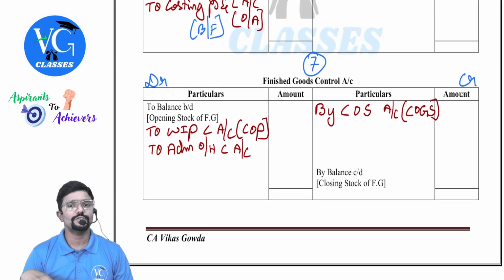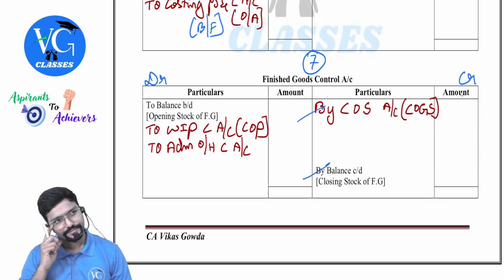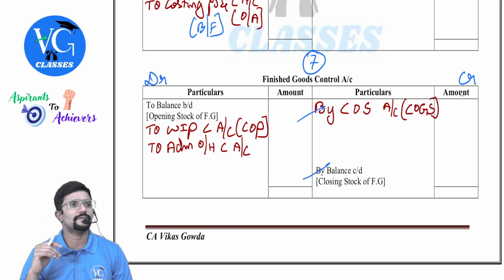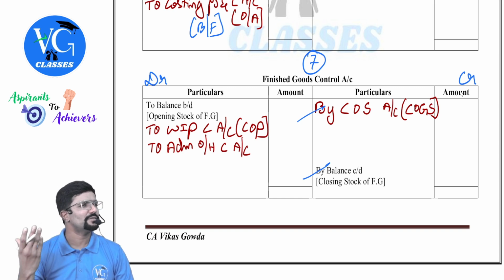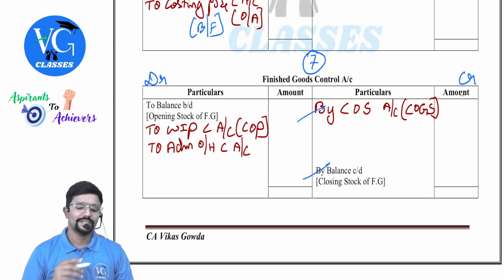Next, coming to finished goods control account. Either of these two might be the balancing figure. Either of the two. If both are given, well and good. Just write and tally it. That's all. I'm just telling the different possibilities, because when you are supposed to close the account, you should know how to close it.